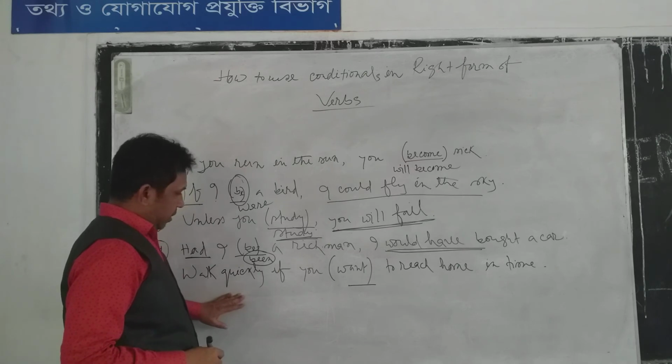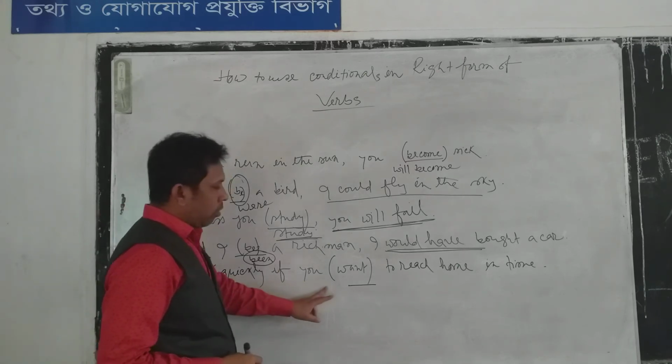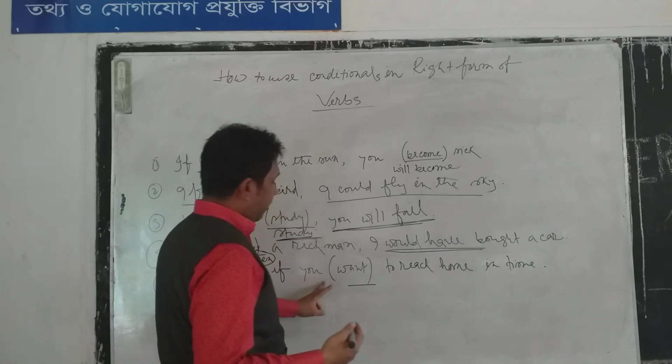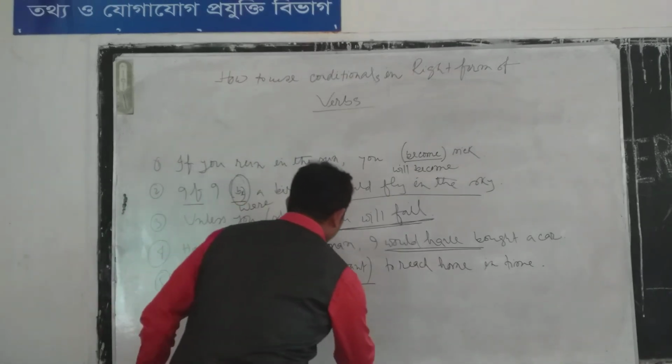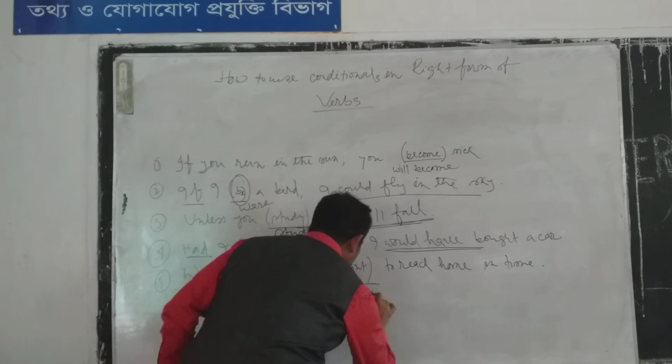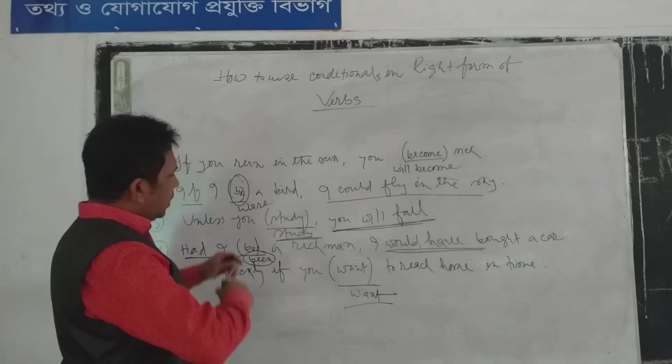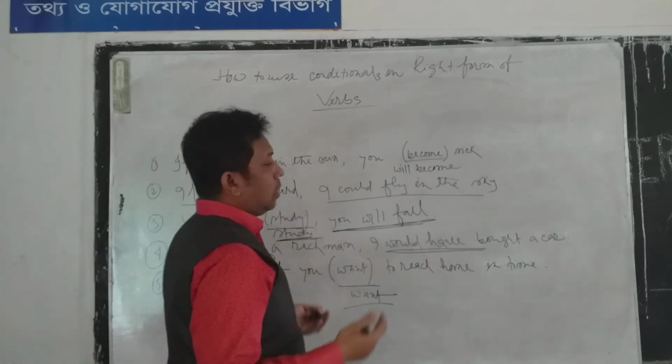This is an imperative sentence. In this case, you can also follow the structure of present conditional. So we can write down here verb one in present tense. This is the use of conditionals in the right form of verbs.